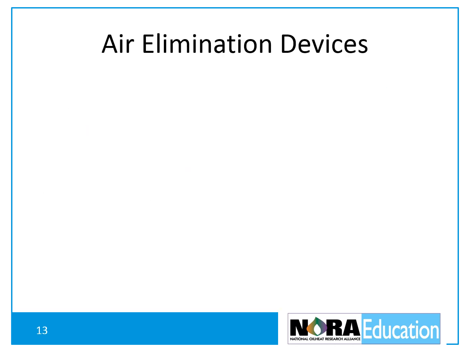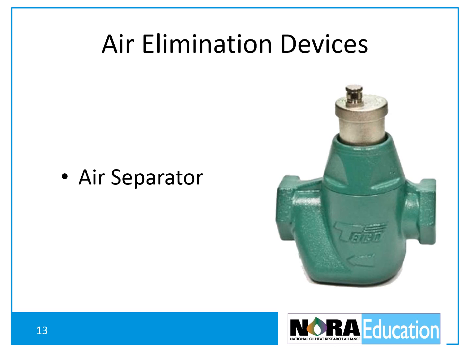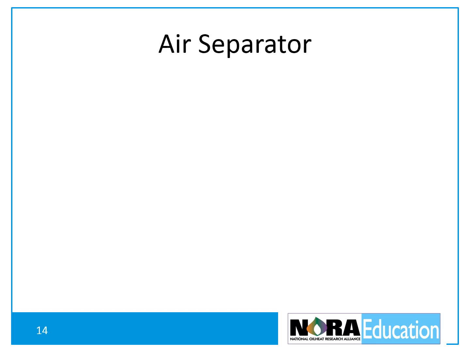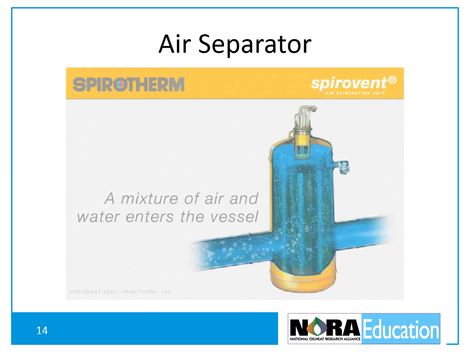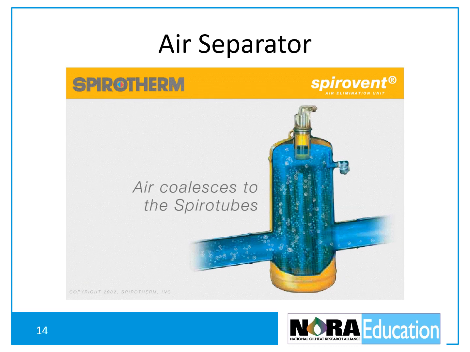The second type is air separators. These devices offer enhanced air separation and do not require a run of straight pipe to the inlet side. They should be placed as close to the boiler as possible. Here you will see an animation, courtesy of Spirotherm, of how an air separator works.